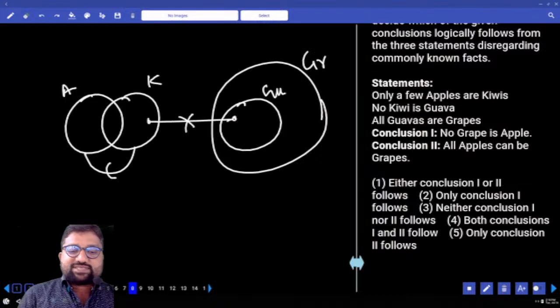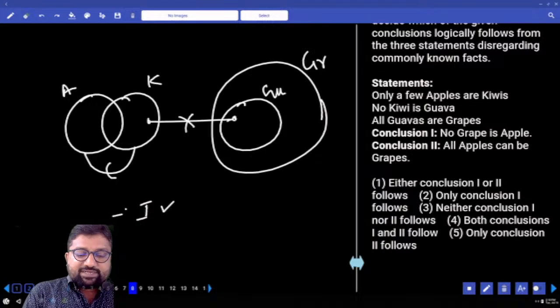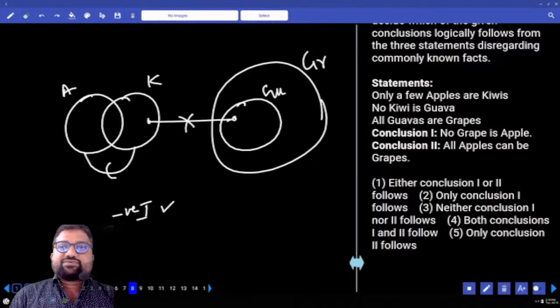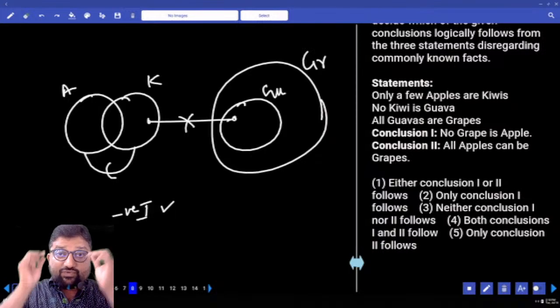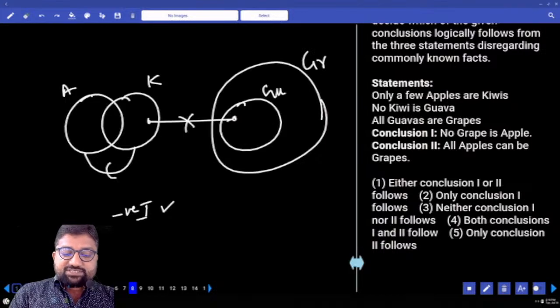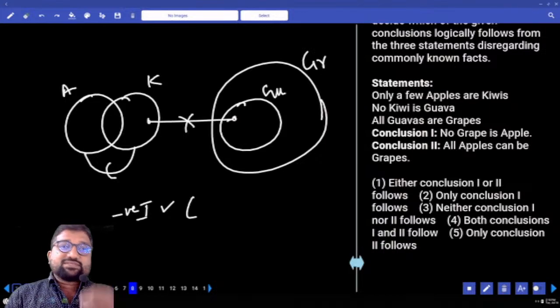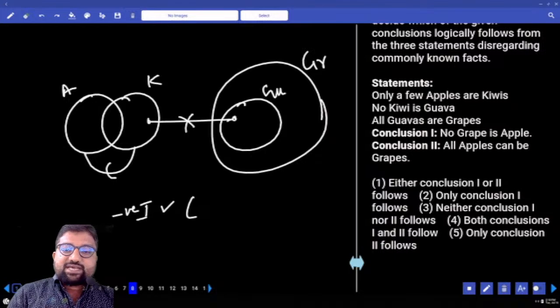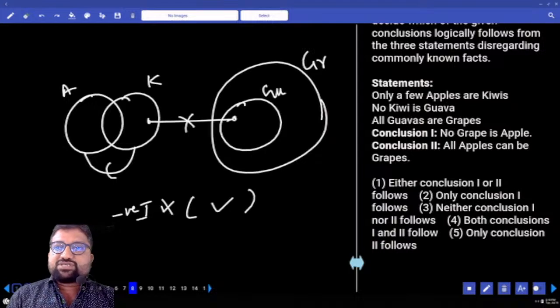No grape is apple. No grape is apple, right or wrong? Right. Positive or negative? Negative. Whenever a negative conclusion is true, we have to prove it as false with the help of a complementary negation. What is the negation for no grape is apple? Some grapes are apple. Can apple go and touch grapes? Yes. So complementary right, regular conclusion wrong.